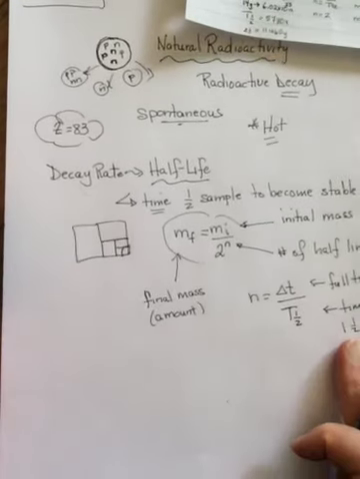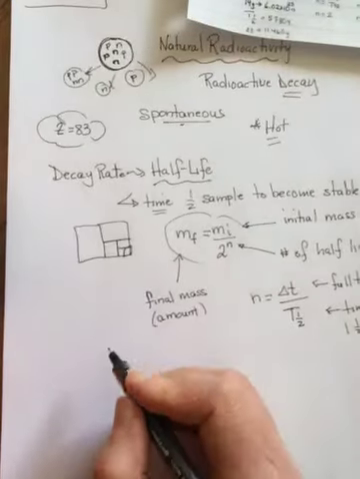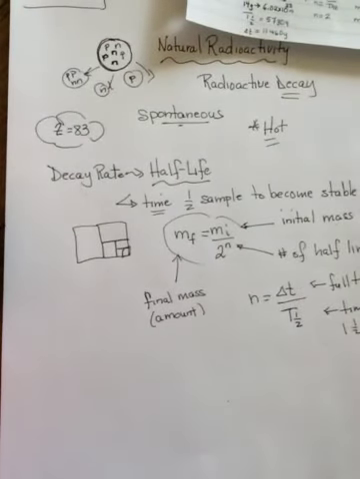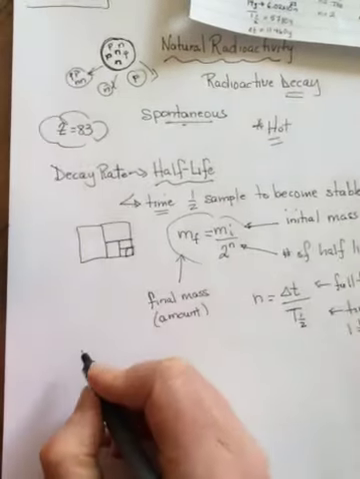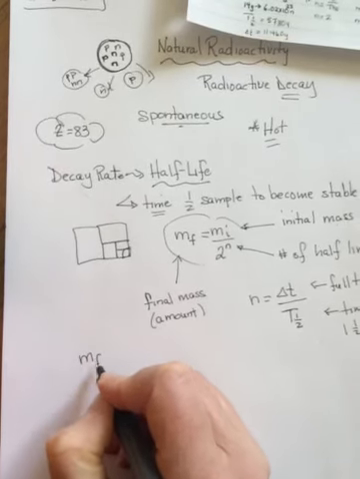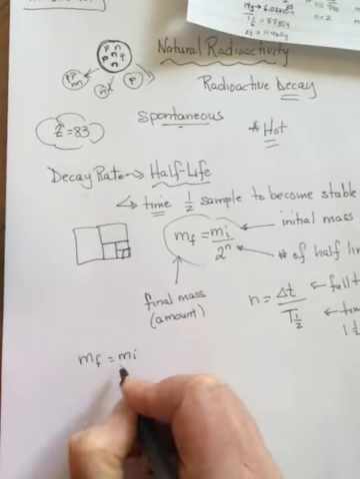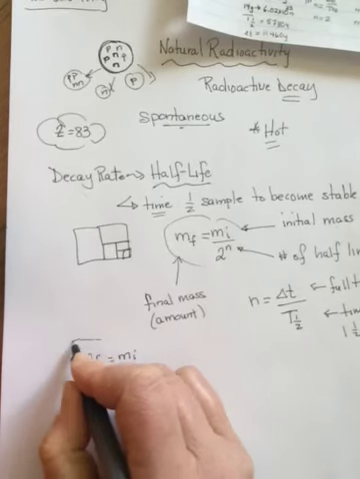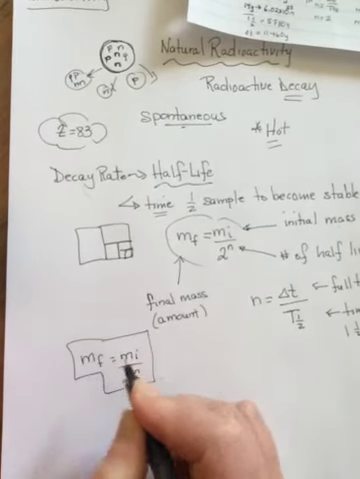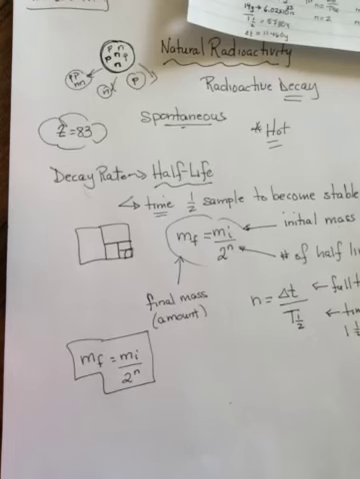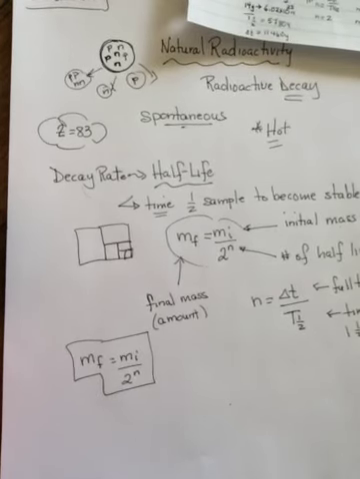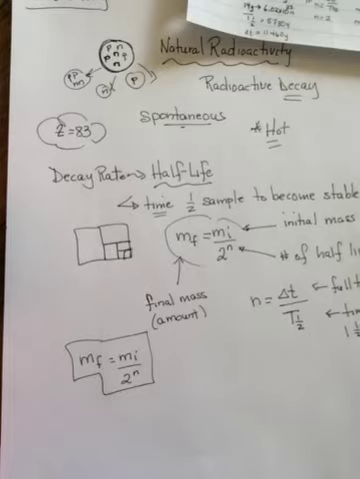Okay, so just a couple other things about half-lives and the equation and the questions before you start them. So when I originally wrote this equation, mf is equal to mi over 2 to the n, I said to you the m's were masses, but they could be other things. Sometimes in a question, it'll say the number of activities.